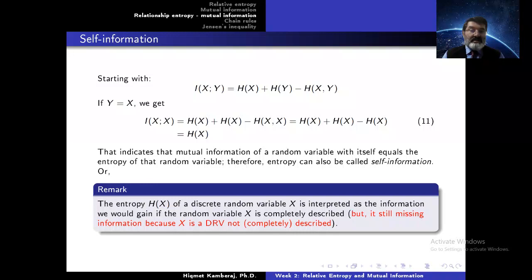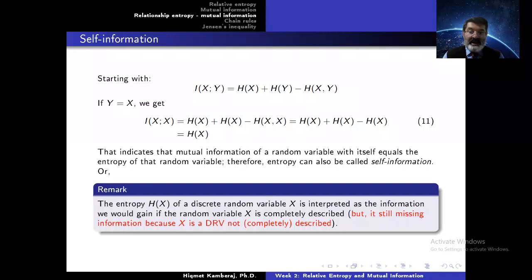Now the joint entropy between x and x is H of x itself, and I get H of x plus H of x minus H of x. One H of x cancels out, then I am left with H of x. Then I could see that the mutual information between x and x is simply the entropy of x. So that indicates that the mutual information of a random variable with itself equals the entropy of that random variable. Therefore, the entropy can also be called self-information.